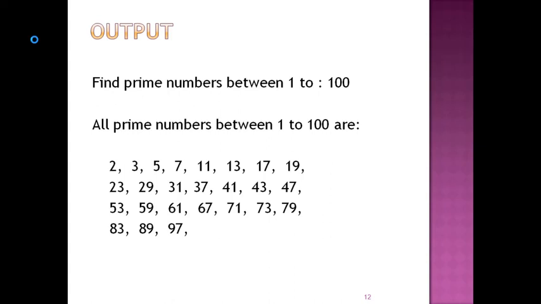Find prime numbers between 1 to, the user will enter 100. Then the program will execute and give the output. All prime numbers between 1 to 100 are 2, 3, 5, 7, 11, 13, 17, 19, 23, 29, 31, etc., up to 97. These are the prime numbers between 1 to 100.